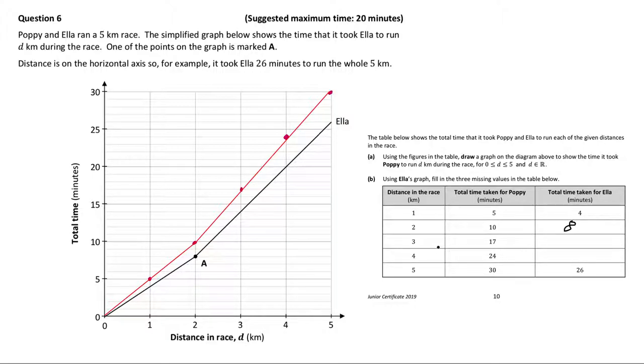Then for distance equal to 3 kilometers, her time is equal to 14 minutes. And finally, for 4 kilometers, her time is equal to 20 minutes. So that was 15 marks for this part of the question.